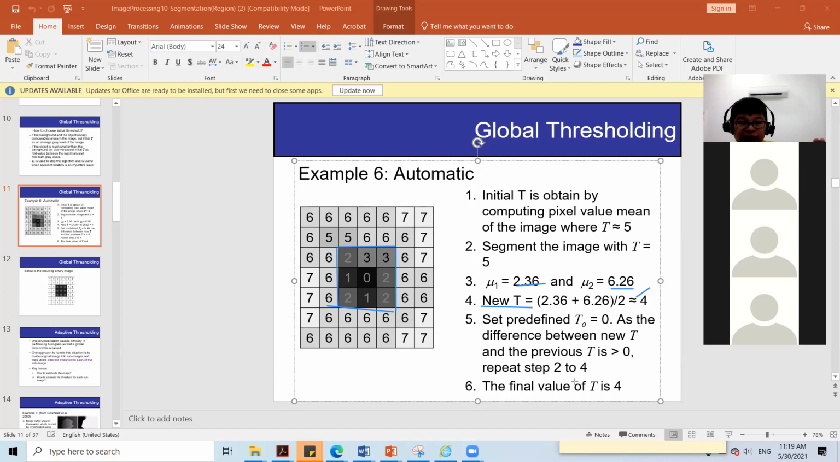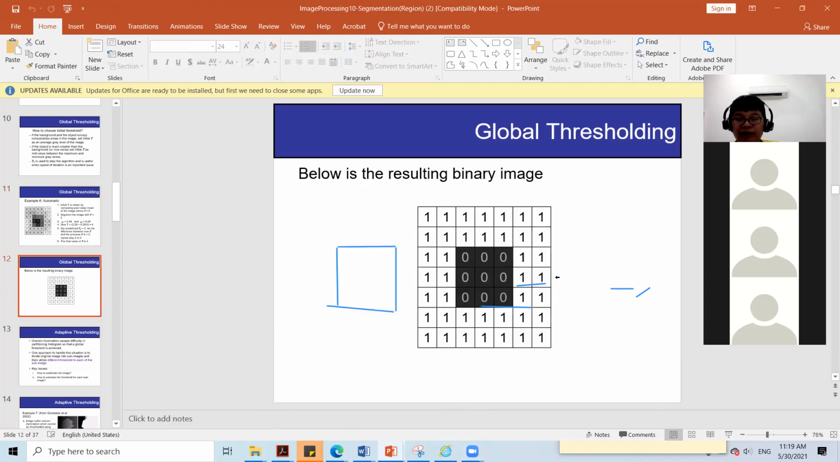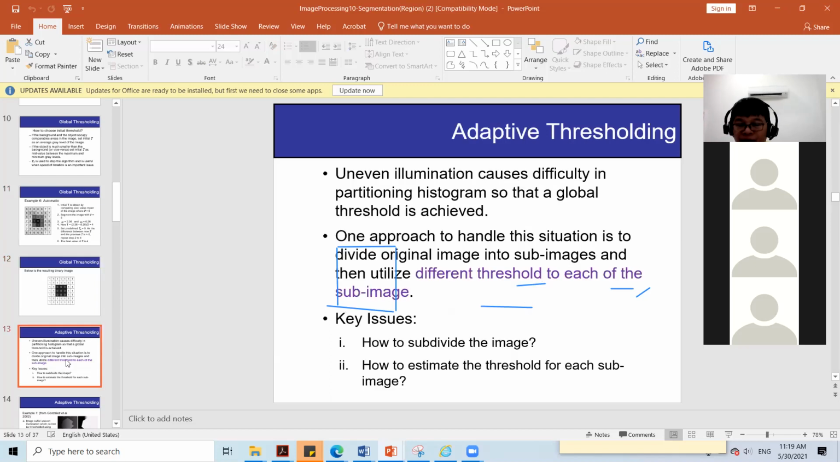Once you get the correct final value, then you do the thresholding using that value. Let's say the final threshold is 4, then anything above 4 becomes 1. Anything below 4, 0. Now it's clear, right? The image is only a small piece, you can segment it out. Any question? Any other question for thresholding?